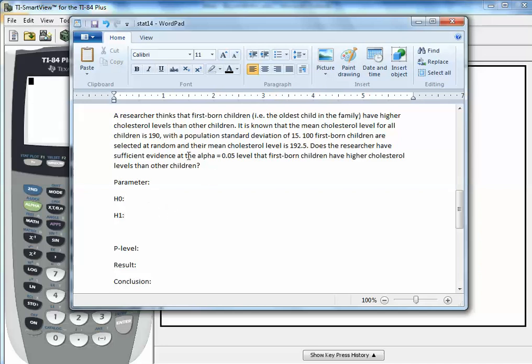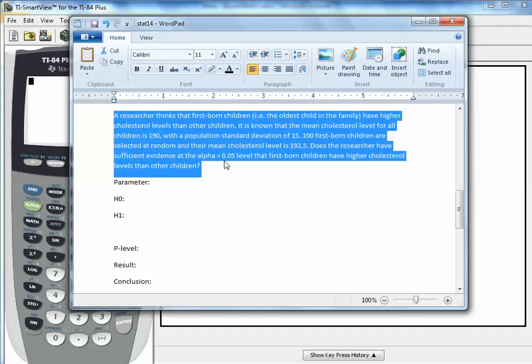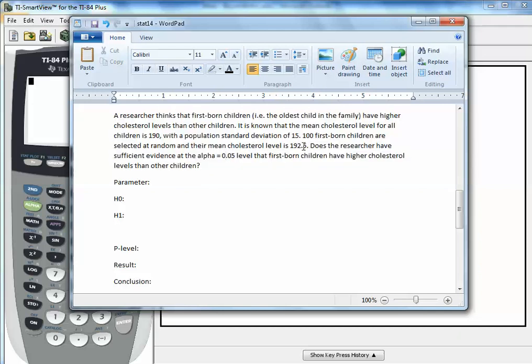Here, a researcher thinks that firstborn children have higher cholesterol levels than other children. We know that the mean cholesterol level for all children is 190 with a standard deviation of 15. This researcher surveys 100 firstborn children at random and finds that their mean cholesterol level is 192.5. The sample mean is higher than the population mean, so it suggests maybe firstborn children do have higher cholesterol levels. But this hypothesis test lets us actually test this mathematically.